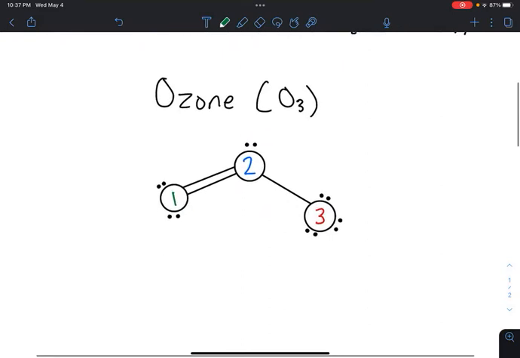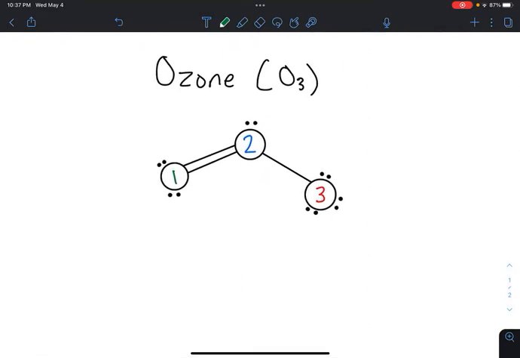I have it drawn up here, and you can see that each of them will have a different formal charge. The first step is to label each of your oxygens. Then you will start finding the formal charges.